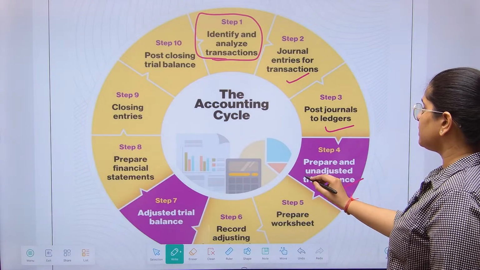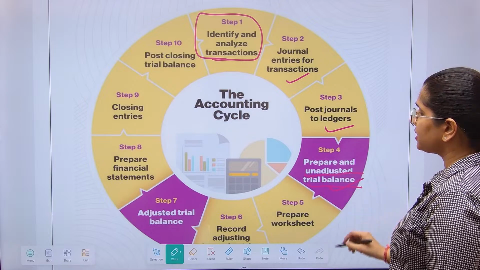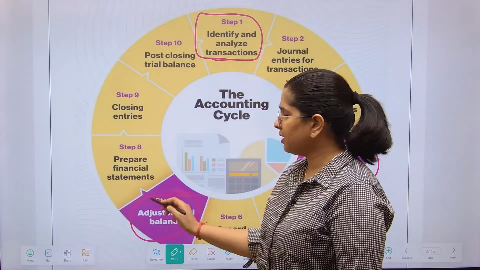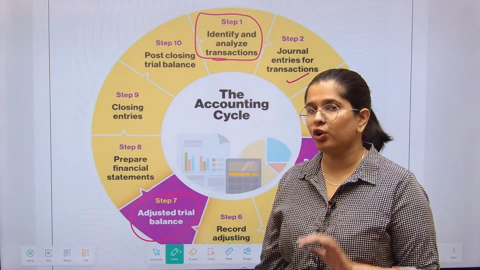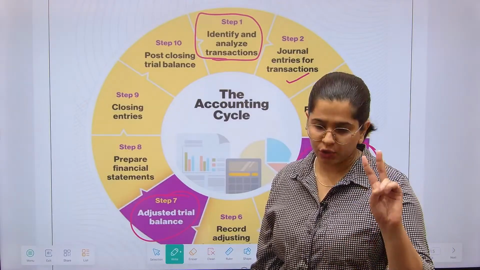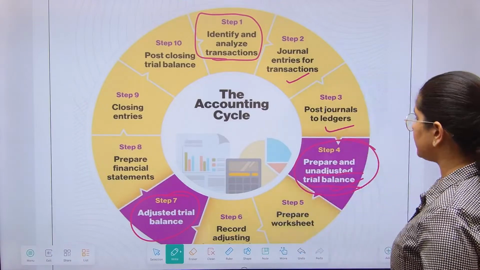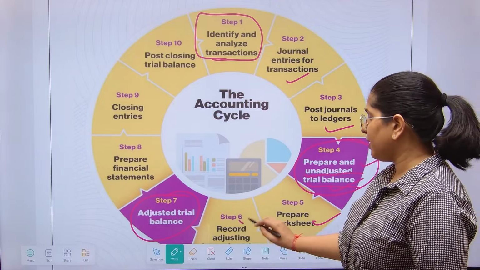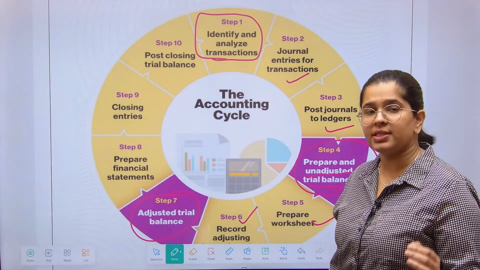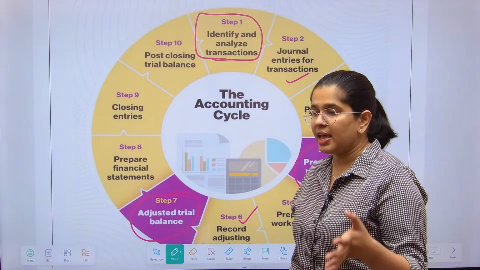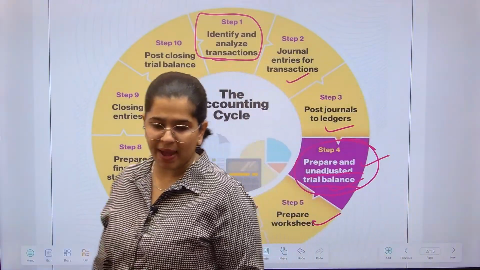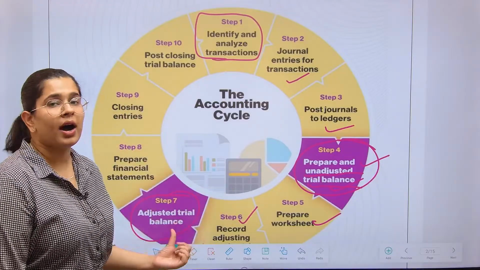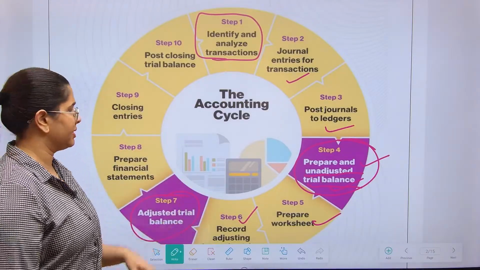Lastly, step 4 calls for the unadjusted trial balance. These are the two types of trial balance, unadjusted as well as adjusted, that we will also look at. First there is an unadjusted trial balance, then we have the worksheet, then we enter the adjusting entries. If suppose our trial balance is not matching, then we put some adjustment entries, and that leads us to our adjusted trial balance.